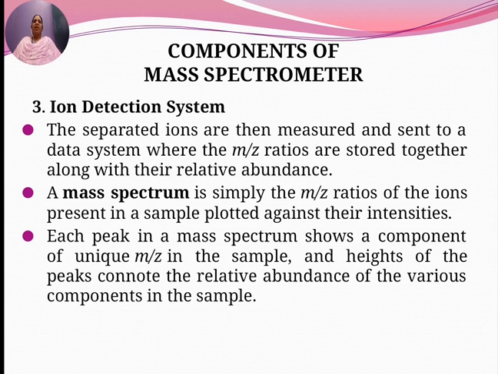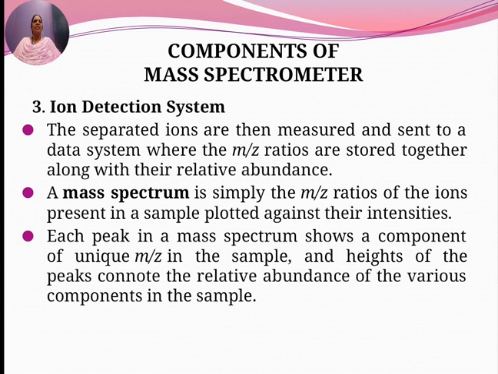In the third component, the ion detection system, the separated ions are measured and sent to a data system where the m/z ratios are stored together along with their relative abundance. Abundance means how much they are present, how many ions are present. Each peak in a mass spectrum shows a component of unique m/z in the sample.